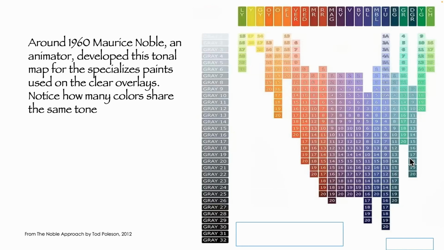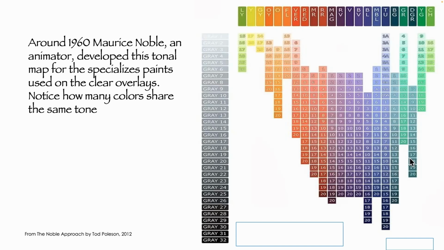To make this go a little bit farther, in 1960, Noble, who was an animator, worked for Disney and, I guess, Warner Brothers. Is that who did Bugs Bunny and those guys? Because they did their painting for the cartoons and animations, they had to use a special paint. And the paint they used was because it had to go on clear acetate. So the colors across the top are the colors he used.